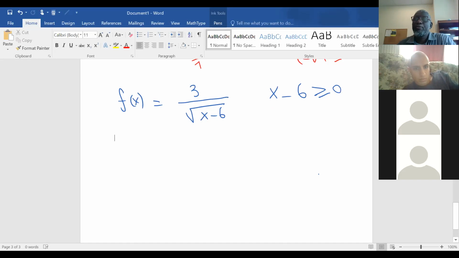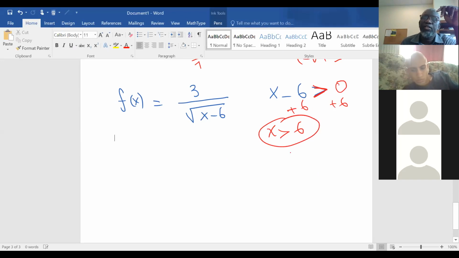Thank you very much. Everybody understand that? This one here, we cannot put equal, because if you put equal, then we are messing up the denominator, right? It's just greater than. You see, it cannot be 0, right? That is why we strip the equal, right? Everybody see that? So we add 6 to both sides, so we get x is greater than 6, which is interval 6 comma infinity, like that, right?